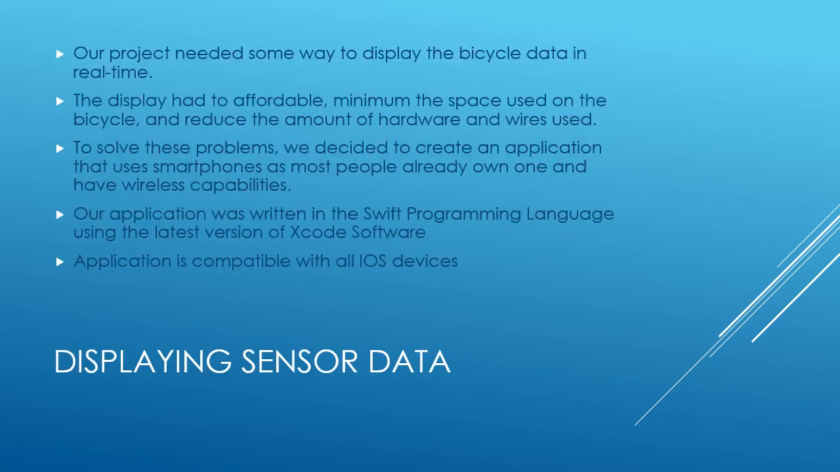Our project needed some way to display the bicycle data in real time. Our display had to be affordable, minimize the amount of space we used on the bike, and reduce the amount of hardware and wires we used overall. To solve these problems, we decided to create an application that uses smartphones, as most people already own one and they have wireless capabilities. Our application was written in the Swift programming language, and we used the latest version of Xcode software. This meant that our application was compatible with all iOS devices.